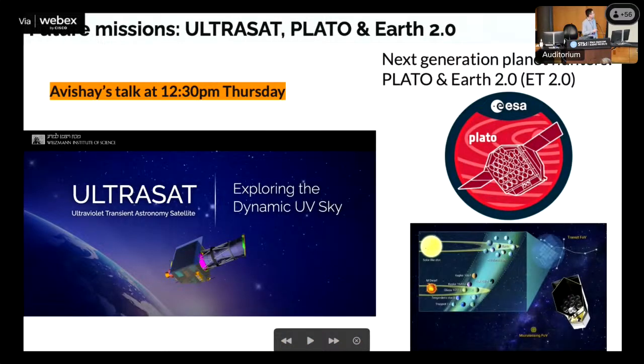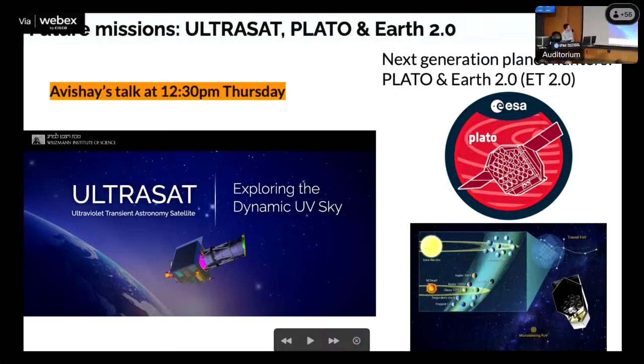And last but not least, I want to talk about the future missions. I think many people have already talked about ULTRASAT, and I'm extremely excited about that because it's also a wide field high cadence survey, and in particular, it's looking at the UV range in which a lot of the aforementioned early fast features like early excess, shock breakout, and cooling are predicted to be predominant. And Avishai is going to give a talk on this Thursday.